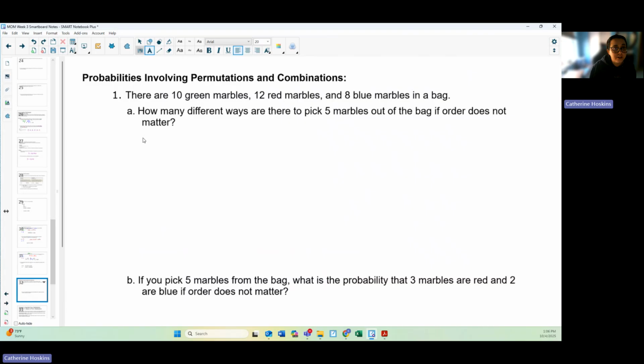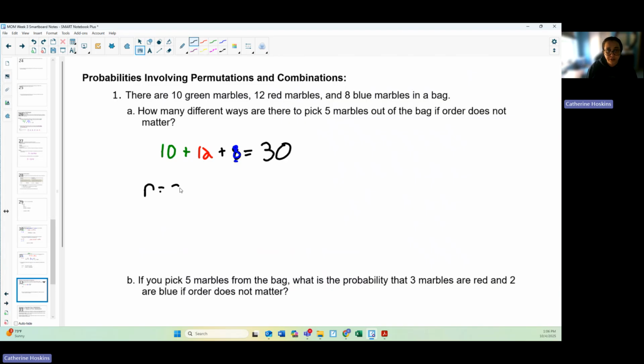So I'm going to say those 10 green marbles plus our 12 red marbles plus our 8 blue marbles, even though that should be blue. There we go. Or I have a total of 8 plus 12 gives me 20. 20 plus 10 gives me 30. I have a total of 30 marbles to choose from. So my n is going to be 30.